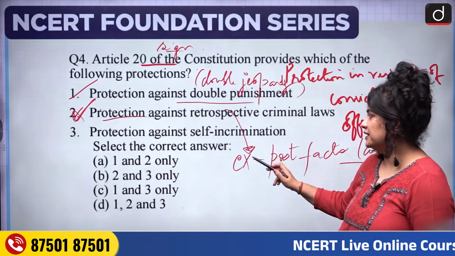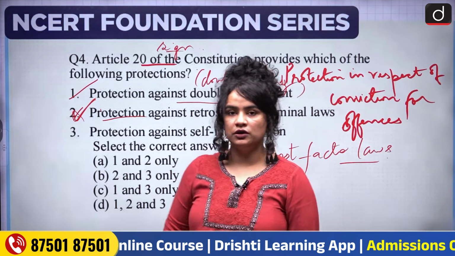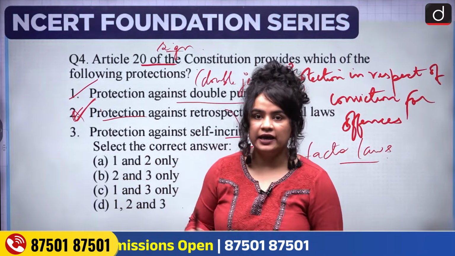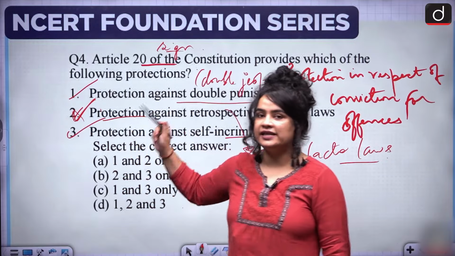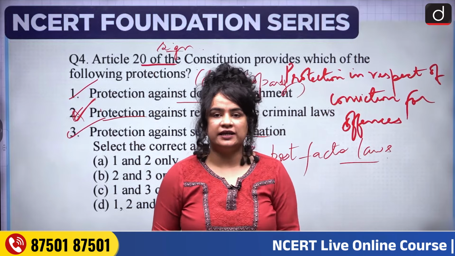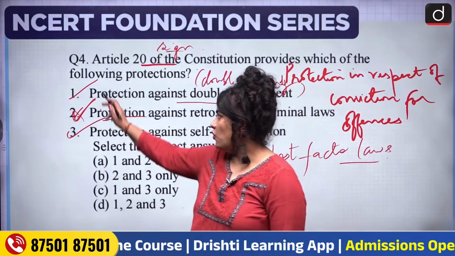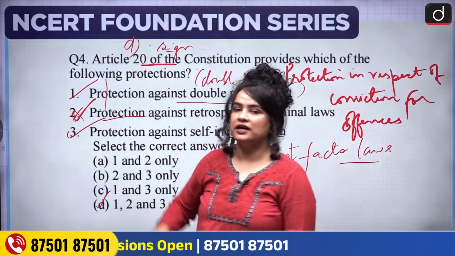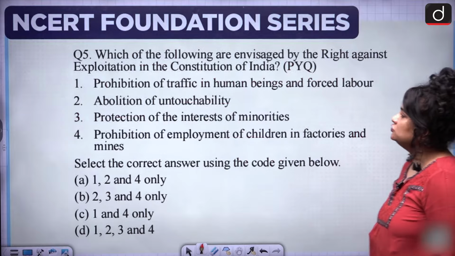Third, protection against self-incrimination. Of course, you do not have to. You cannot be forced to plead guilty, or you cannot be forced to testify as a witness against yourself. So this again is a protection that is guaranteed under Article 20 of the Indian Constitution. The article says protection in respect of conviction for offences. So all three statements are correct. Therefore, option D is our correct answer. Let's move on to question 5.